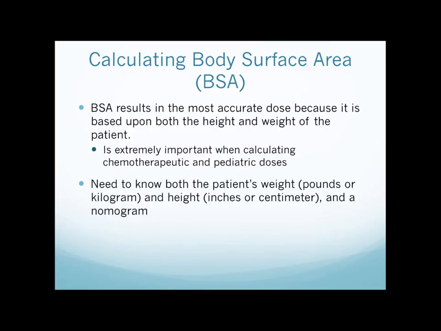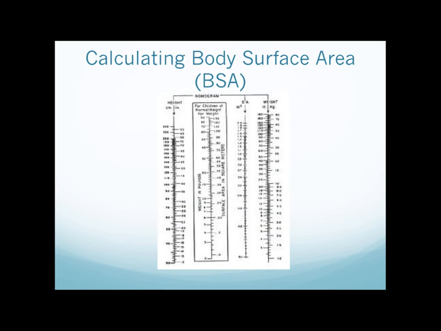Sometimes drugs are calculated using body surface area. Many times you see this in pediatrics or maybe chemotherapeutics. So in this type of calculation, you would need to know a patient's weight and height, and then you'd have to have a nomogram. And here's a picture of a nomogram. If I had weight and height, and I draw a line where those two things intersect, that would give me the body surface area.